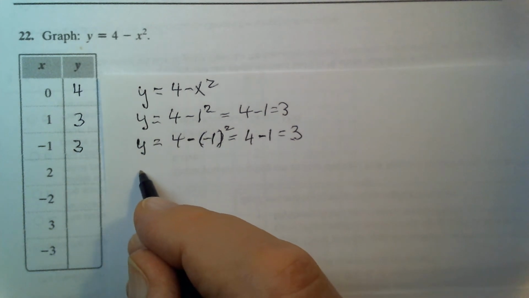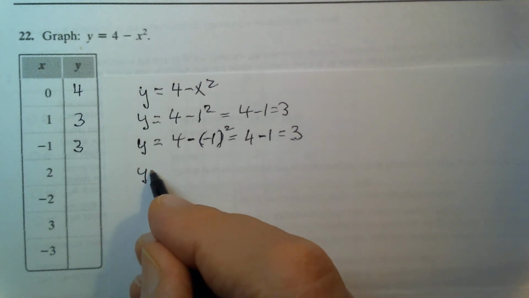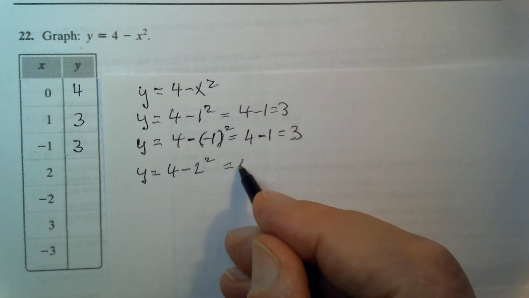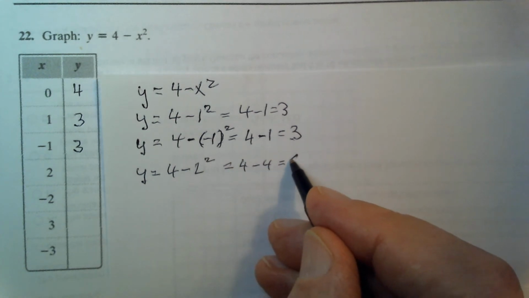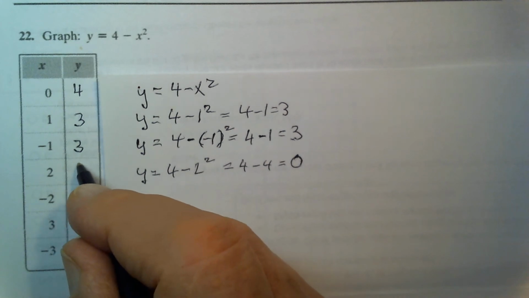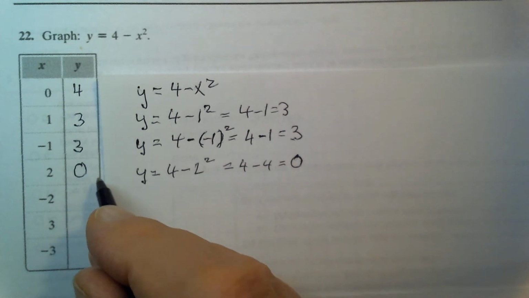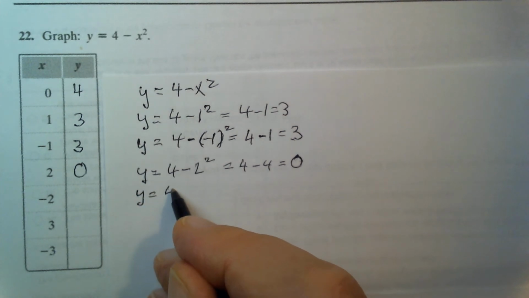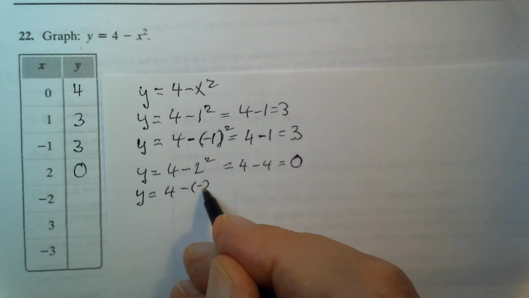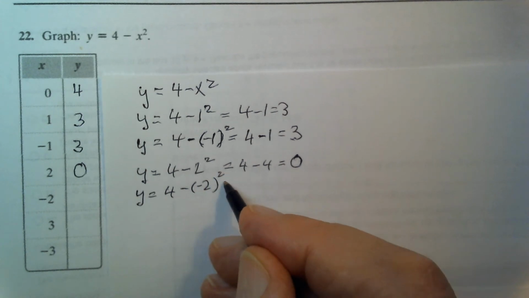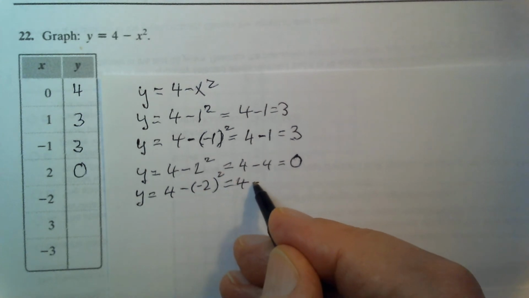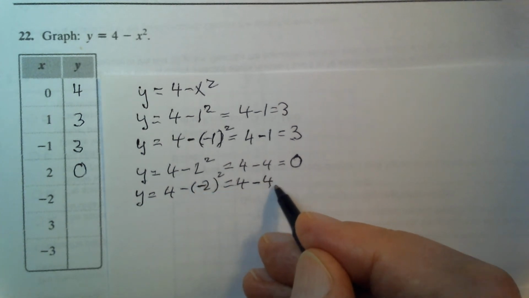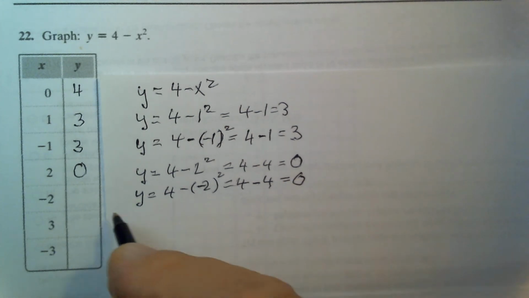Then here x equals 2. So y equals 4 minus 2 squared. And it would be 4 minus 4. And that's equal to 0. So y equals 0 at that point. When x is equal to minus 2, y is equal to 4 minus negative 2 squared. So we have 4 minus, and negative 2 squared is positive 4, so we have 4 minus 4, and that is also 0.